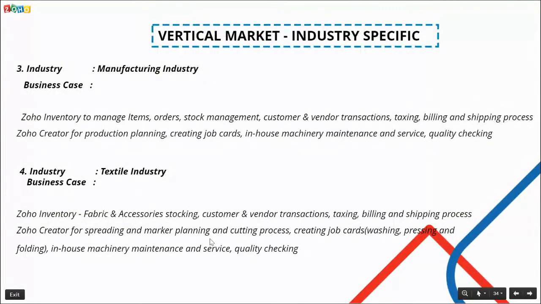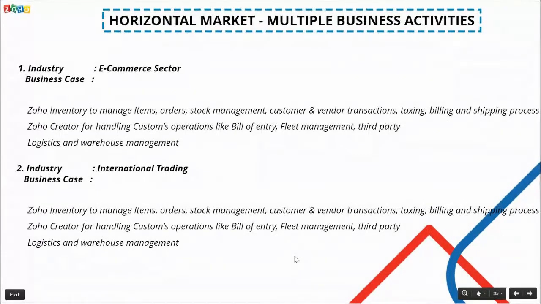Similar to that, we already have discussed the manufacturing industry. It is applicable to the textile industry as well. So with Zoho Inventory, we can add the fabric and accessory stocking details, customer and vendor transaction, taxing, billing, and shipping processes within inventory. And with Creator, we can do the production planning. You can create job cards for washing, pressing, and folding the clothes, in-house machinery maintenance and service, and quality checking within Zoho Creator.